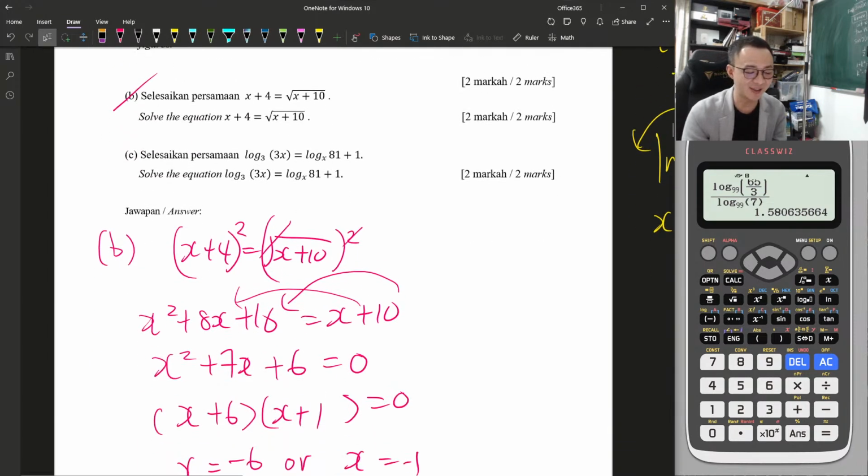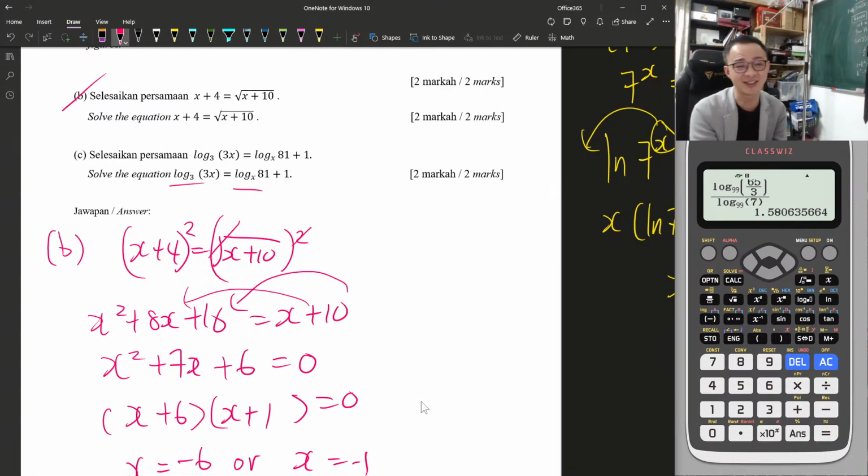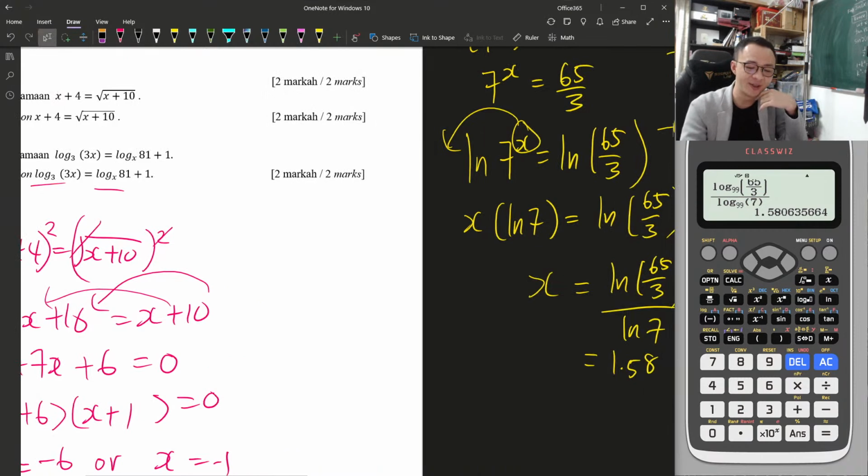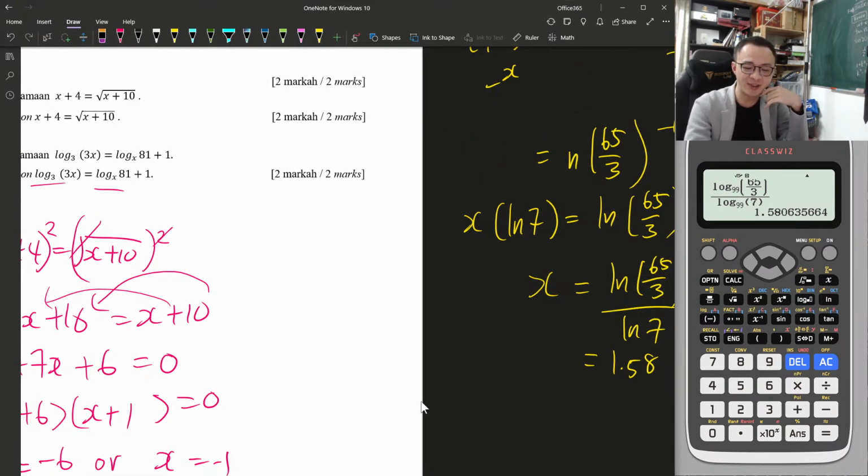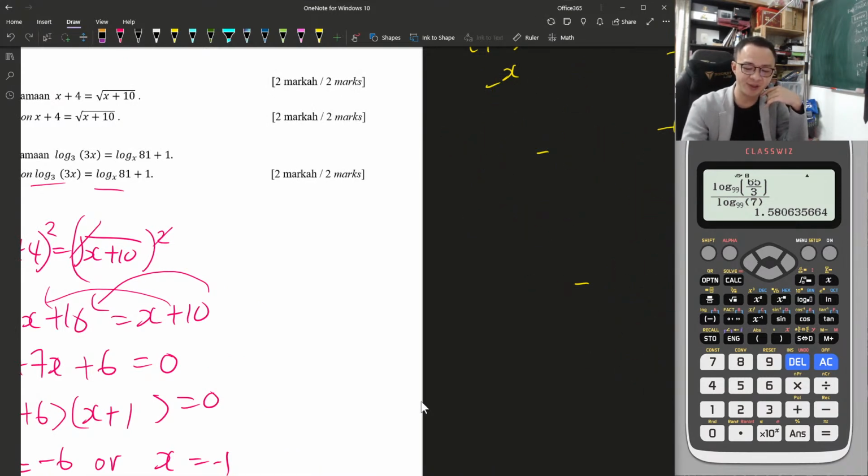Then lastly, they asked us to solve the log. Solve the log, first thing I check the base. One will be base 3, another one will be base x. Then I know both of them have different bases, so in this case I need to change the base. So yeah, let me just copy the question and let's do it together.